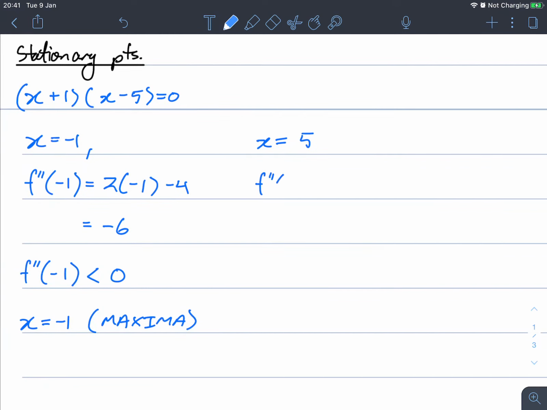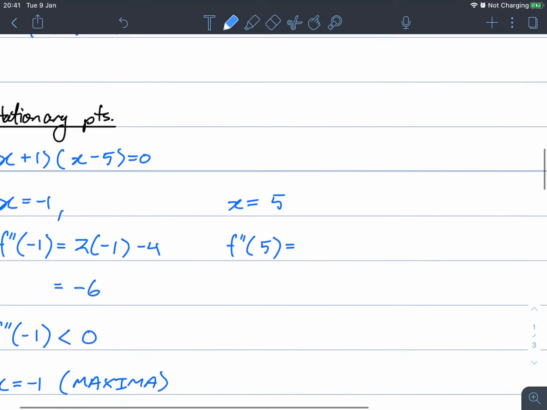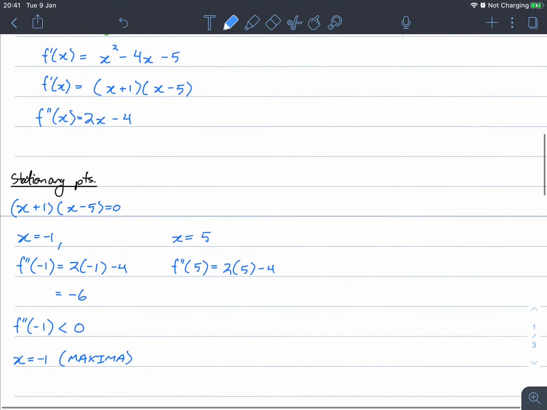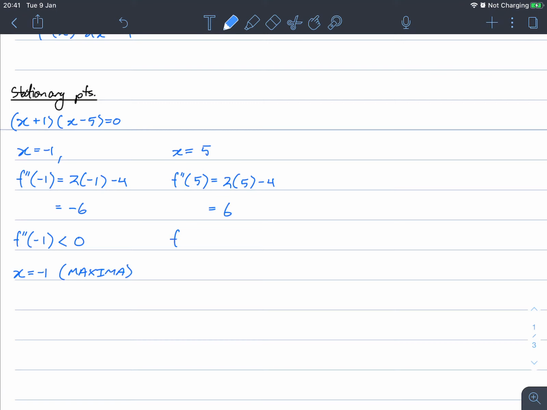f double prime of 5 is equal to, substituting into this point here, 2 times 5 minus 4. That's 10 minus 4, which is 6. And that's positive, so we can say f double prime of 5 is greater than 0. Greater than 0 means it's concave up, meaning that's a local minima. So we can say x equals 5 is a minima, the minimum point.